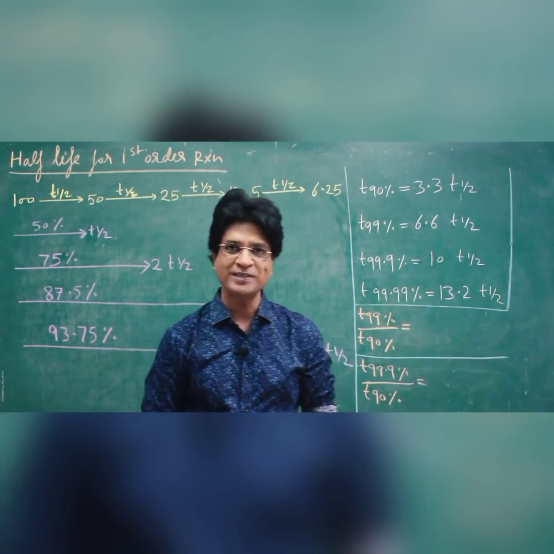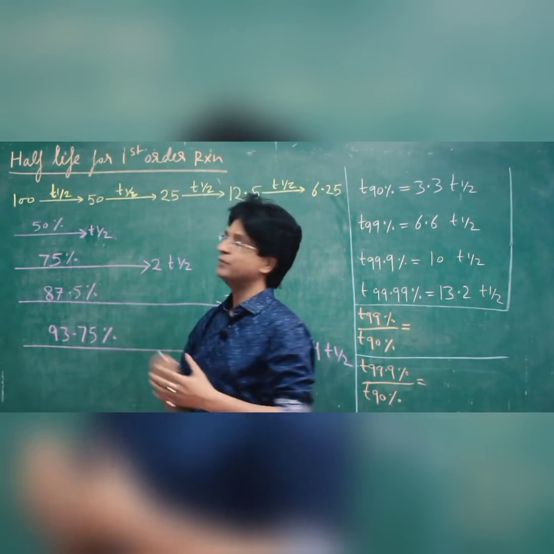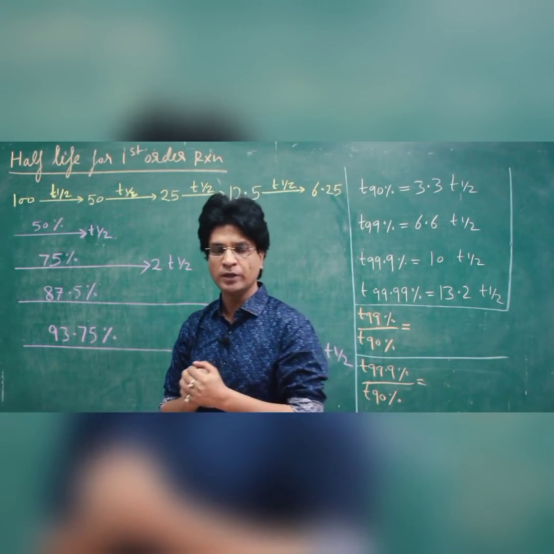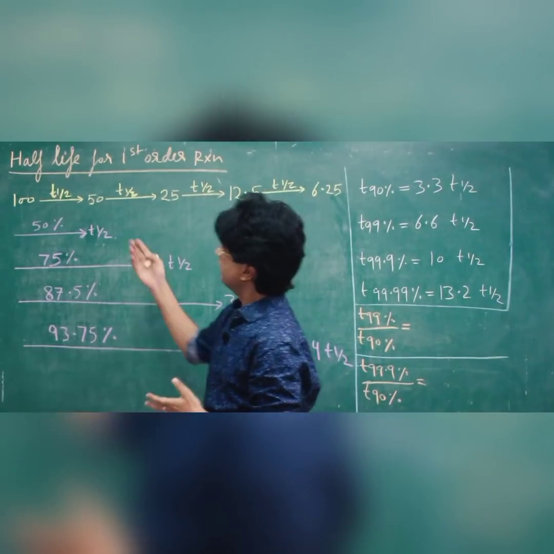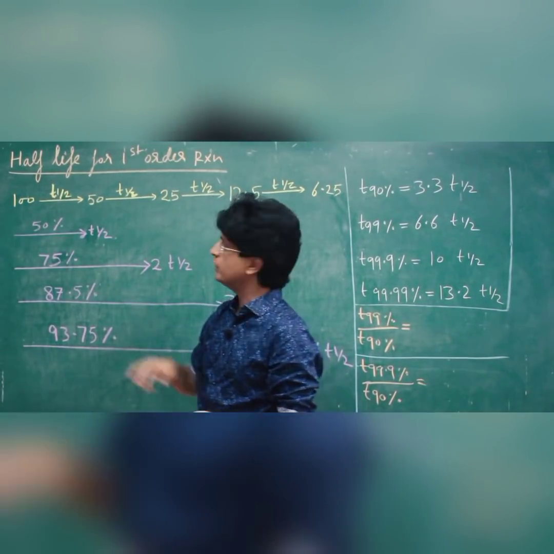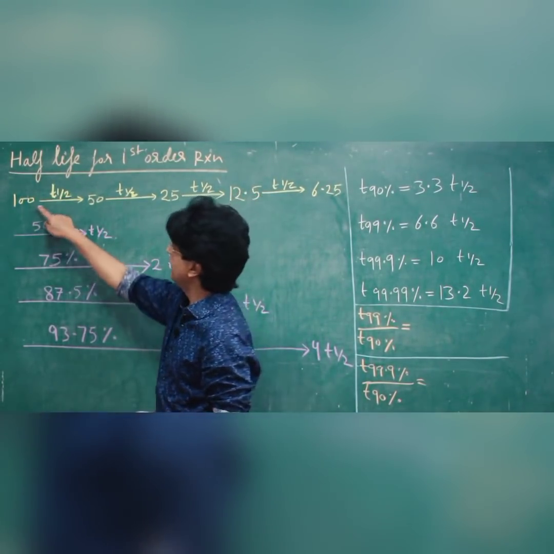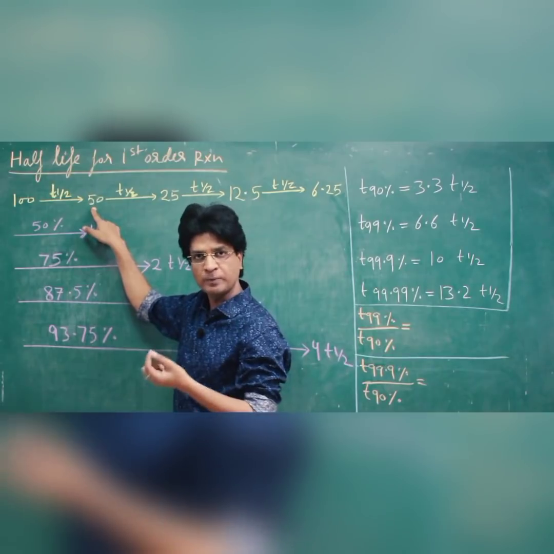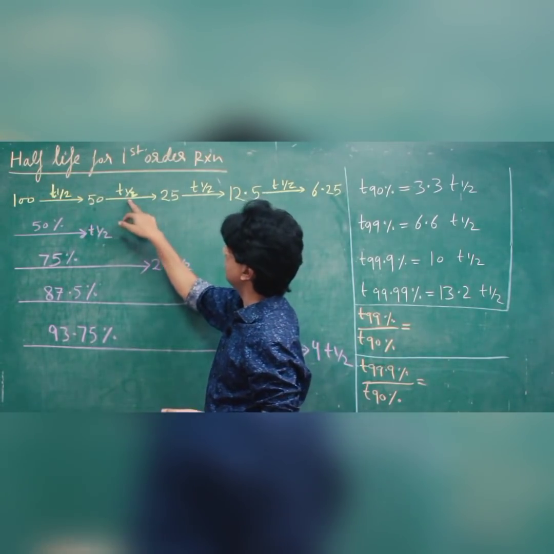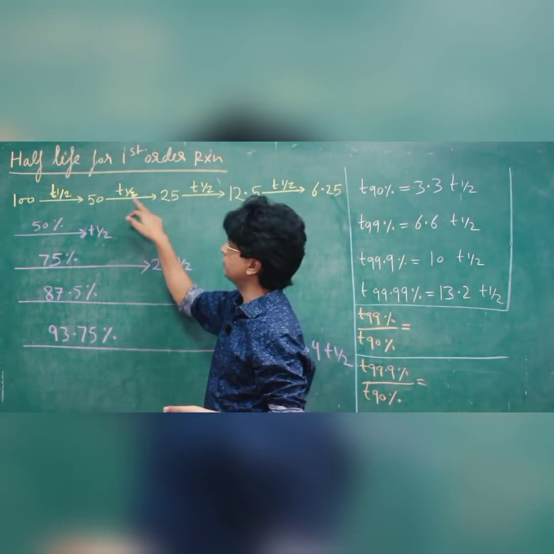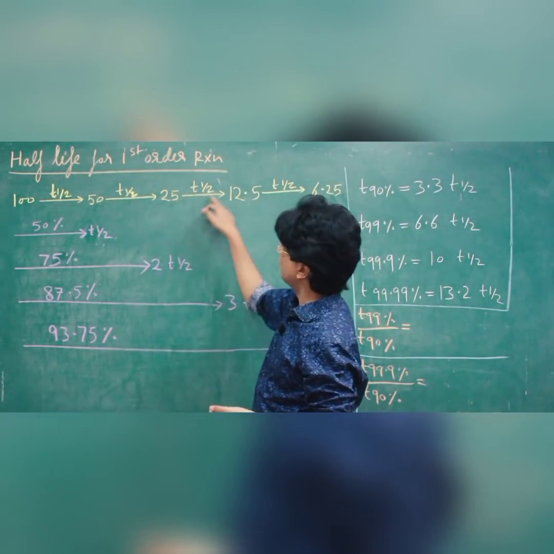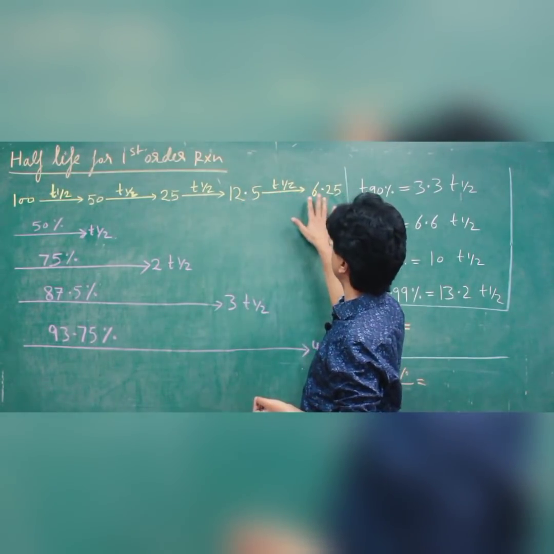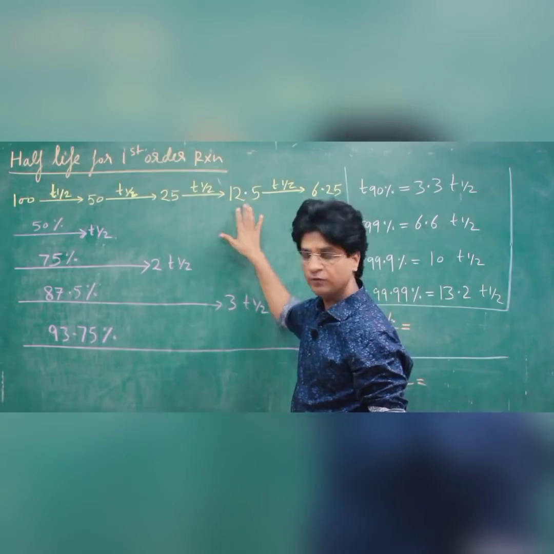Students, now we are on to the half-life of a first order reaction. Let's go into the details. I am taking an example. Suppose I begin with 100 particles. After one half-life, I will be left with 50 particles. Half-life means half of the substance will remain. After one more half-life, 25, the half of 50. After one more half-life, 12.5, the half of 25. And after one more half-life, 6.25, the half of 12.5.